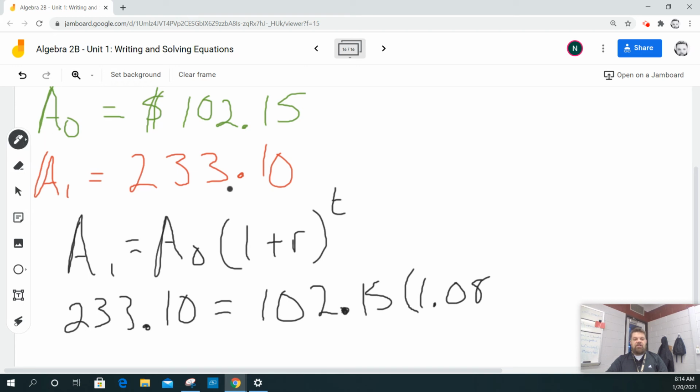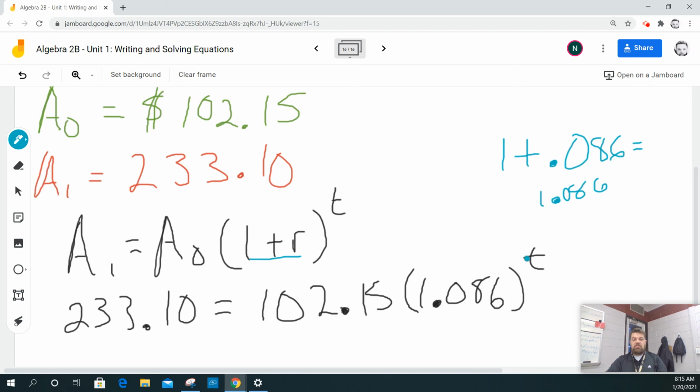I think you guys can figure that out, right? 1 plus the 0.086 is just going to be 1.086, right? And then all that raised to the t, right? And so I skipped it, but let me just kind of highlight it here. 1 plus 0.086 is equal to 1.086. And that's where that comes from. Okay. And that is it on that one.